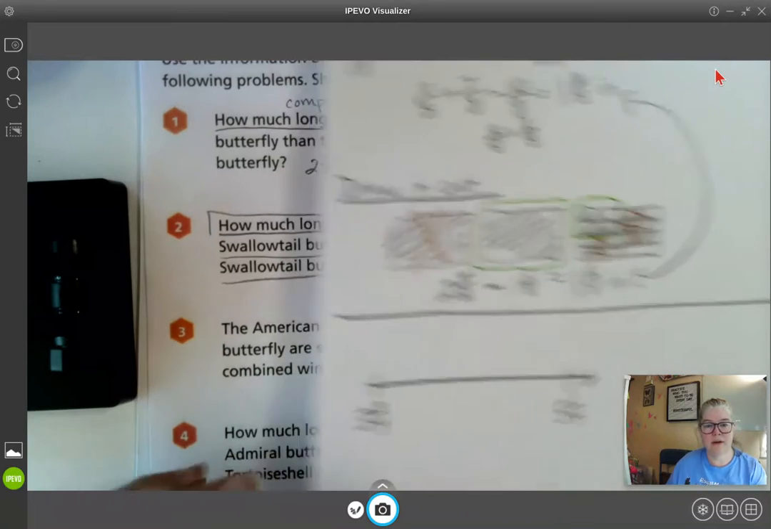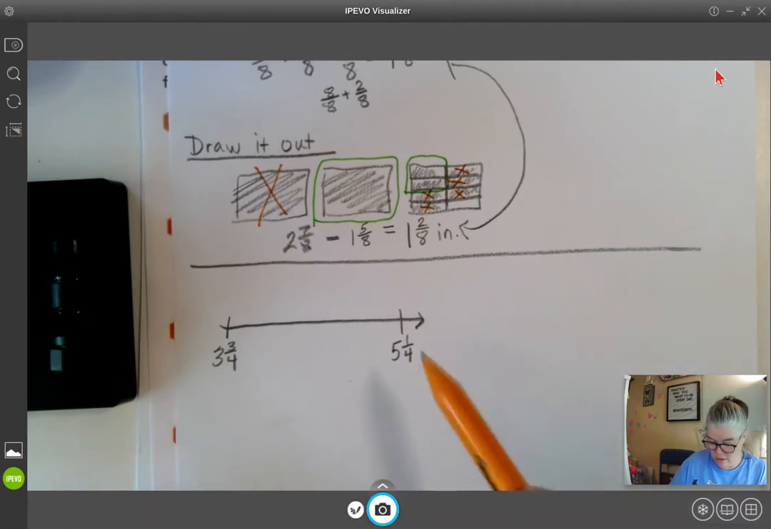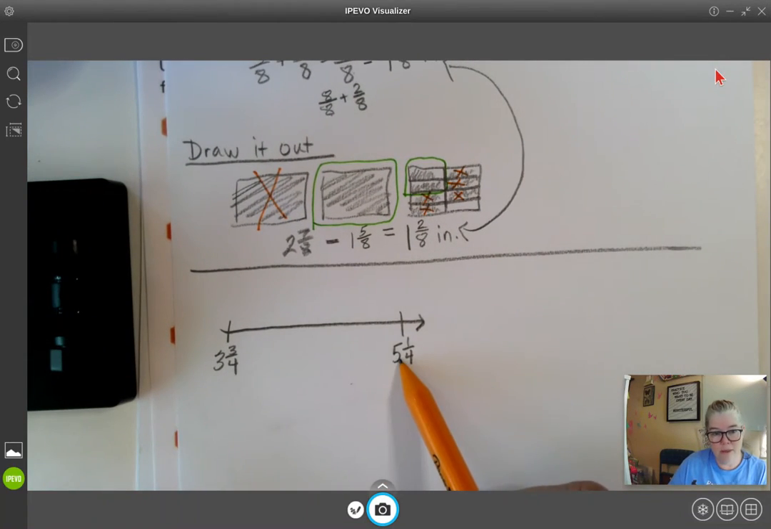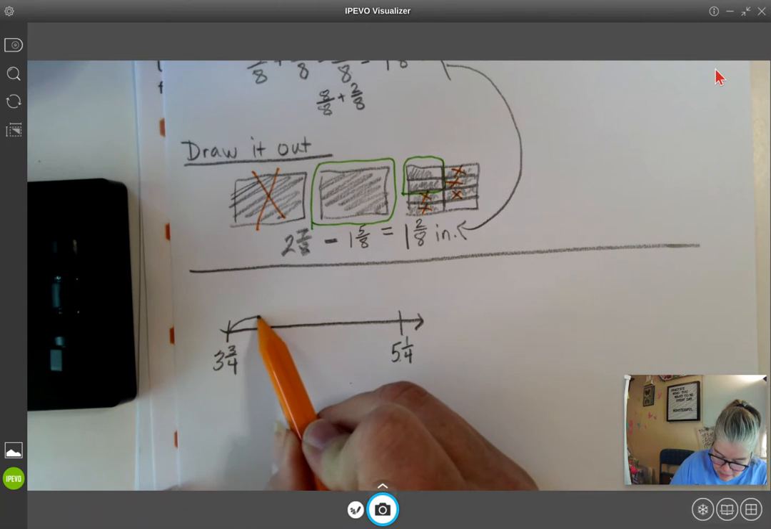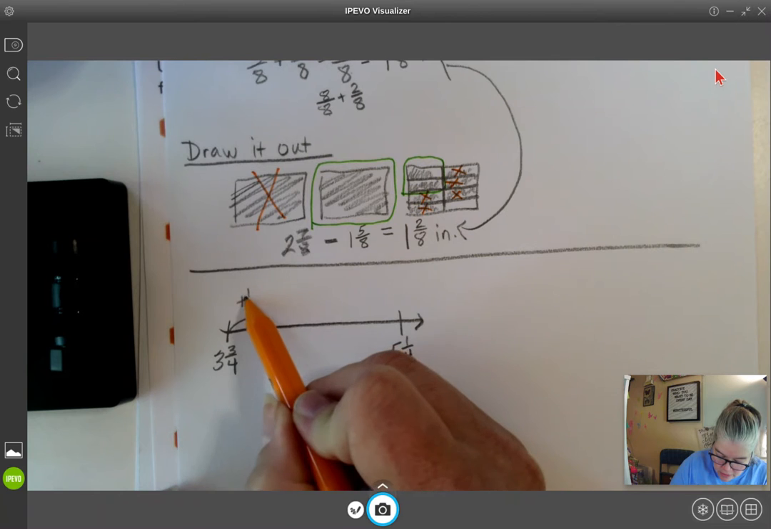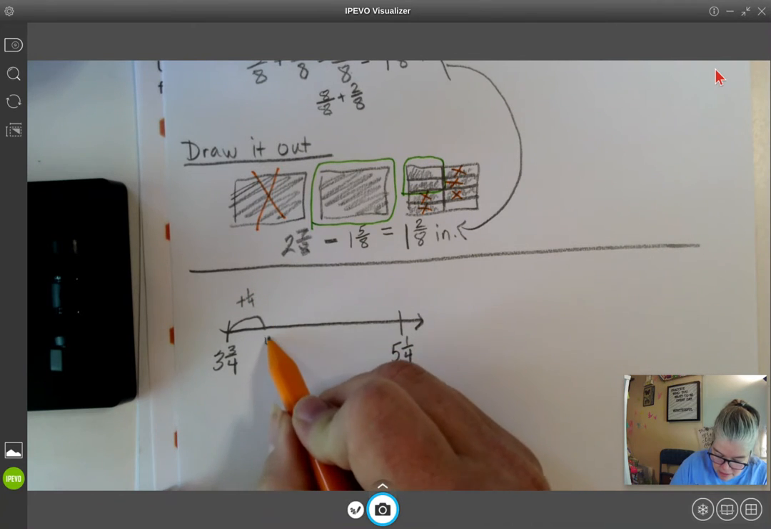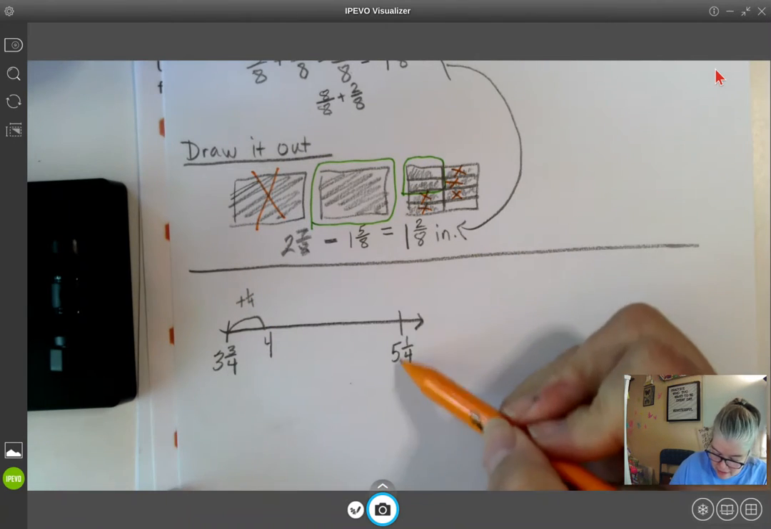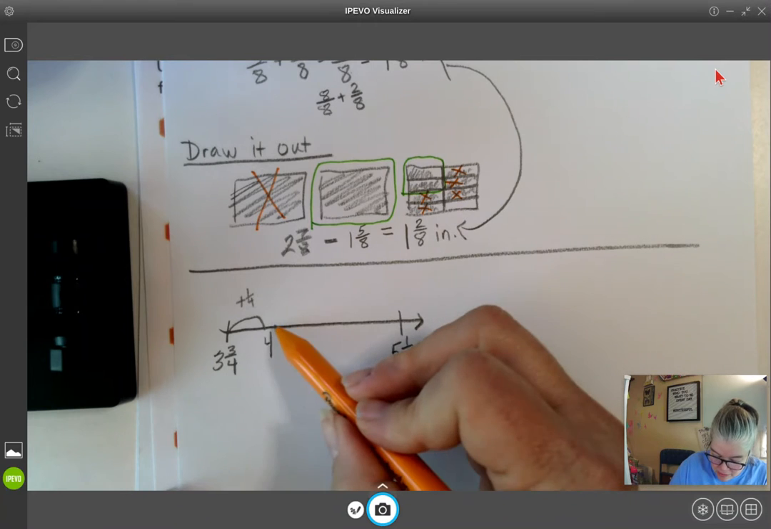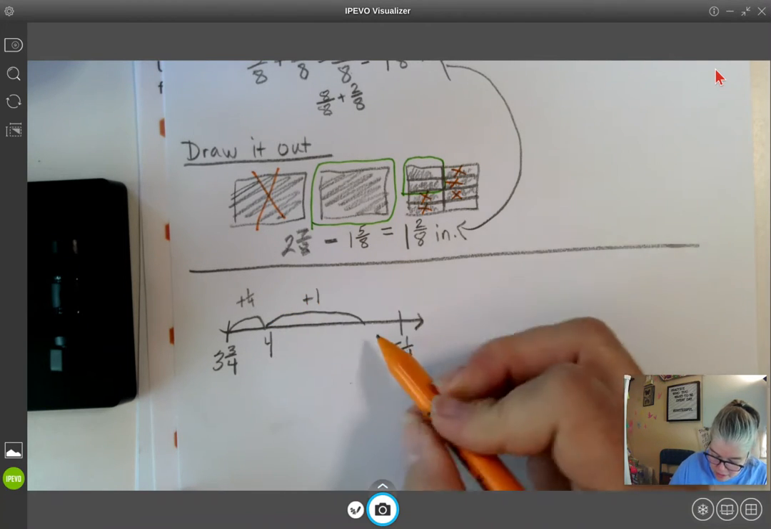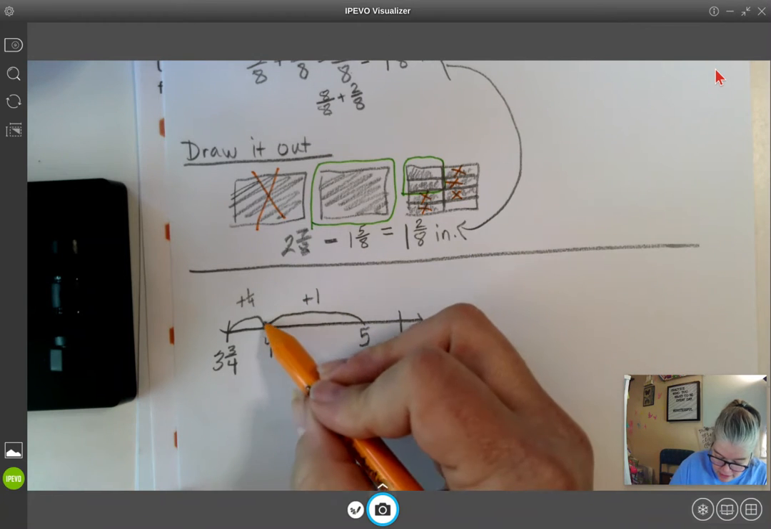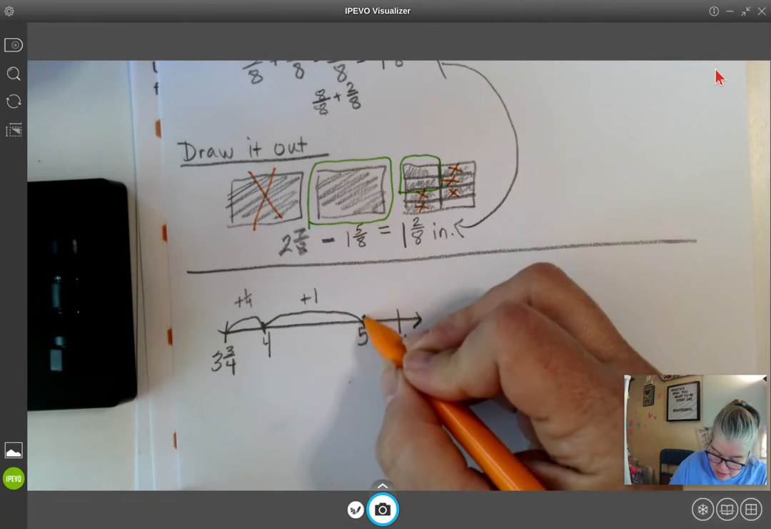So let's think, what do I know about my fractions here? So here's how I did my open number line. I need to count up, let's count up 1/4. If I add 1/4, that will get me to the number 4. Now I know I need to get it to 5 1/4. Well, that's easy to get up to 5. So I'm going to jump one whole space on the number line and get up to 5.